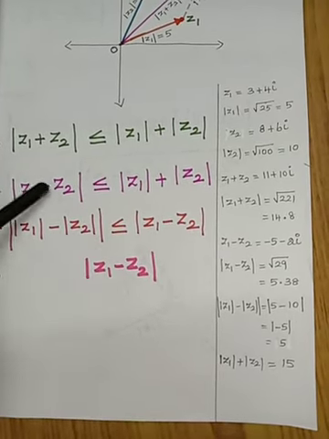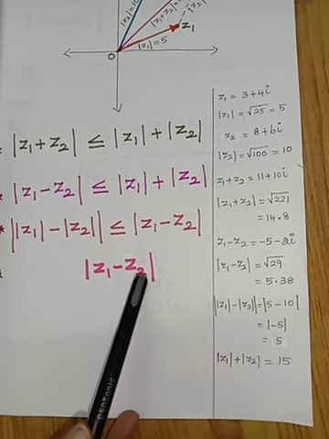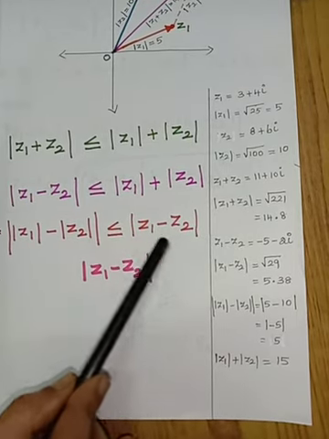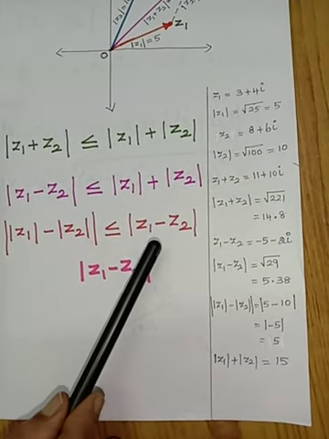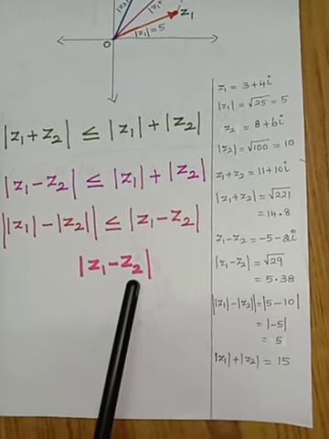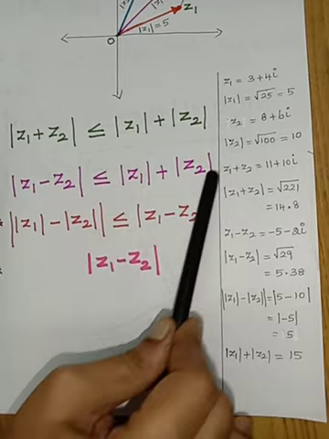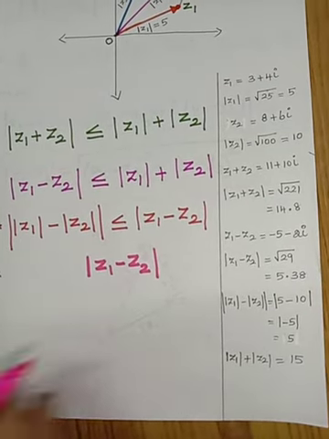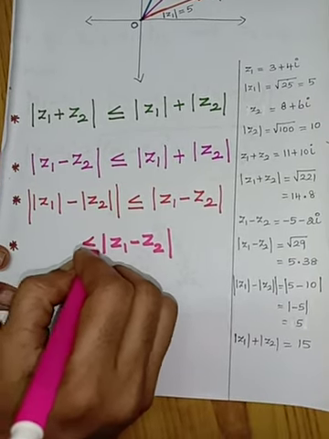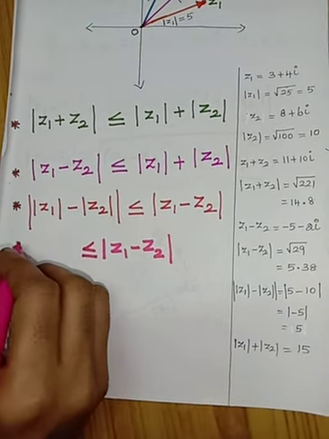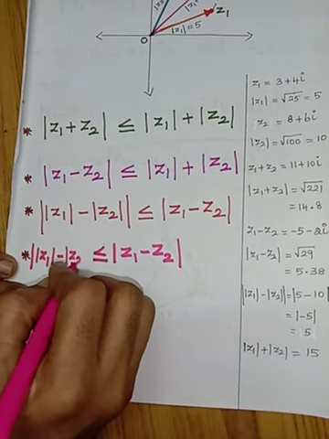From these two results, which term is common? Modulus of z1 minus z2. It is greater than this and less than this. Again I am saying, modulus of z1 minus z2 is greater than or equal to this term and less than or equal to this term. So finally I conclude that modulus of z1 minus z2 is greater than or equal to modulus of z1 minus modulus of z2.